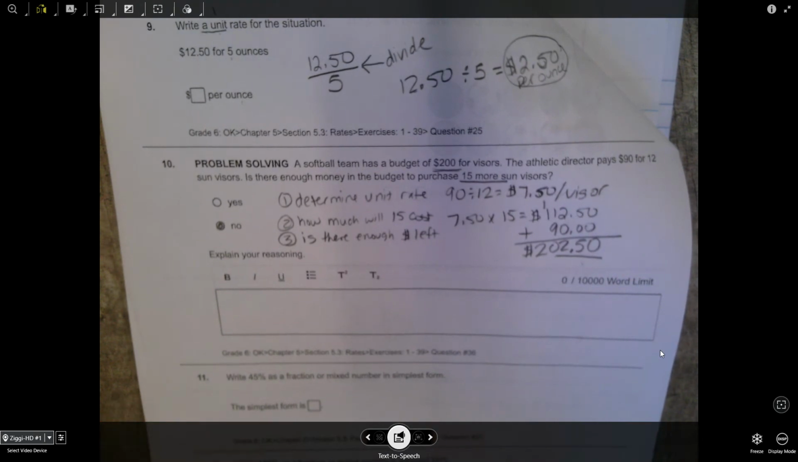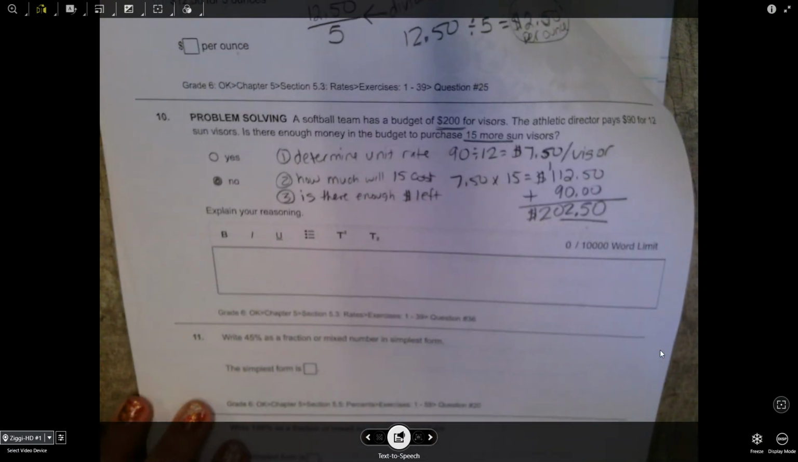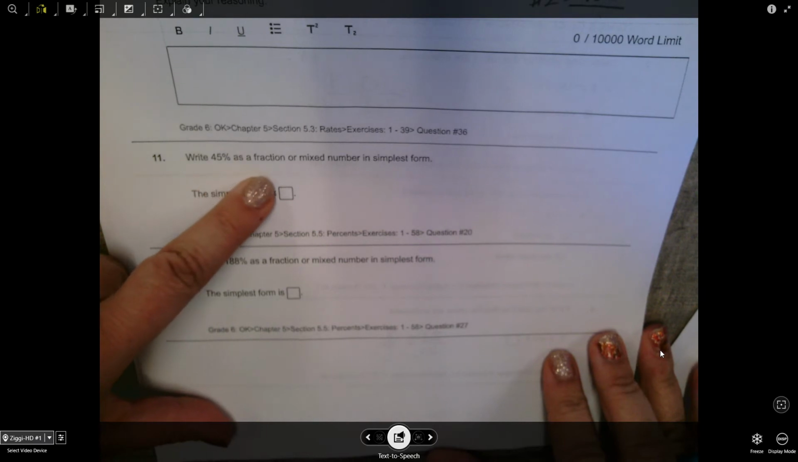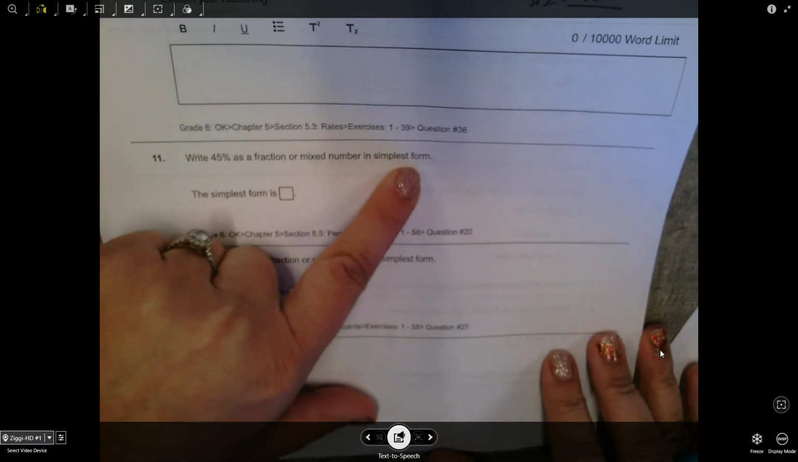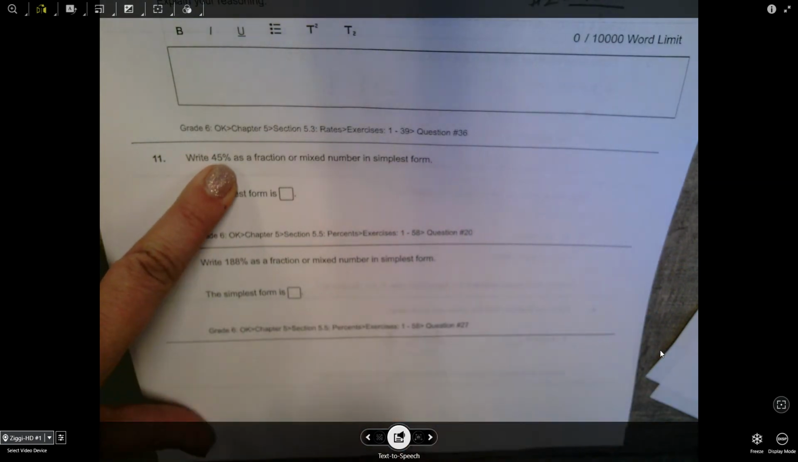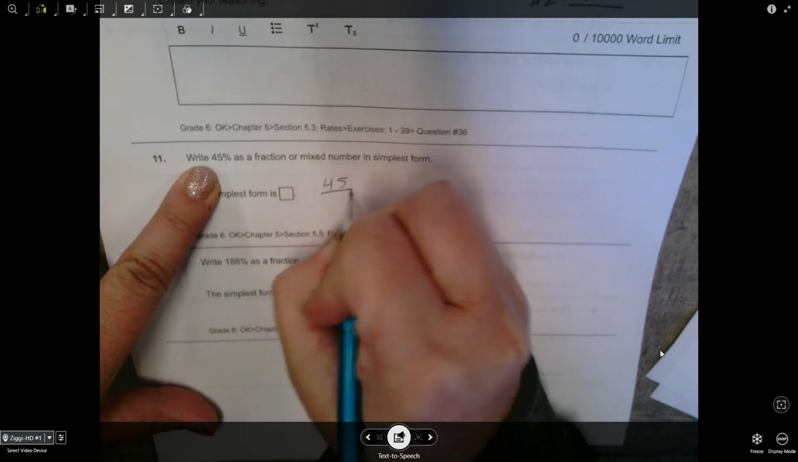Let's do one of these. Let's look at number 11. Number 11. Write 45% as a fraction or mixed number in simplest form. Remember, percent means out of 100. So you have 45 out of 100, right?